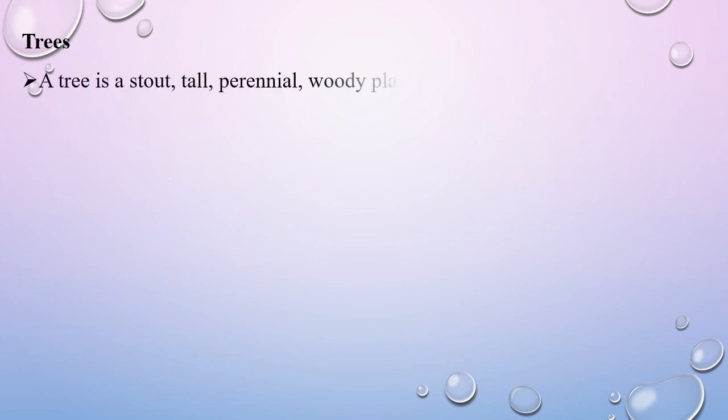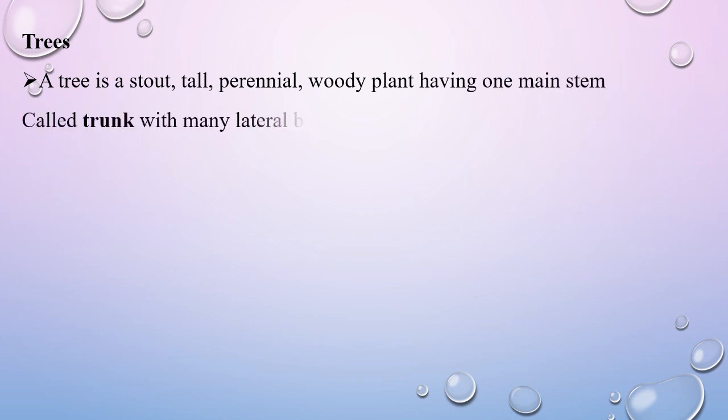Now let us see about the trees. So you are all aware about the trees. When we talk about a tree, it will be tall, stout, perennial and woody, and it lives for many years. The tree has one main stem which is called the trunk, and from the trunk we can see many lateral branches arising.